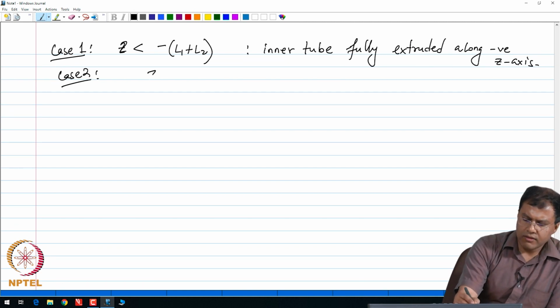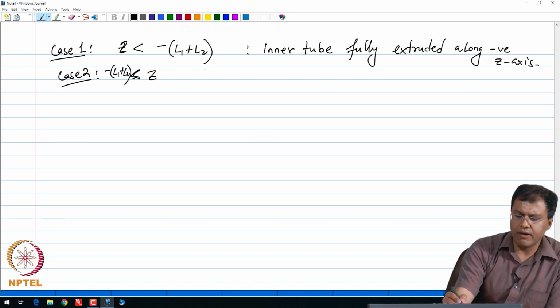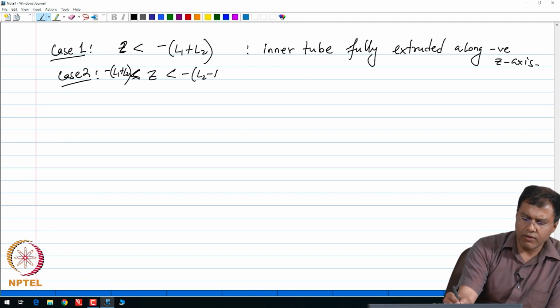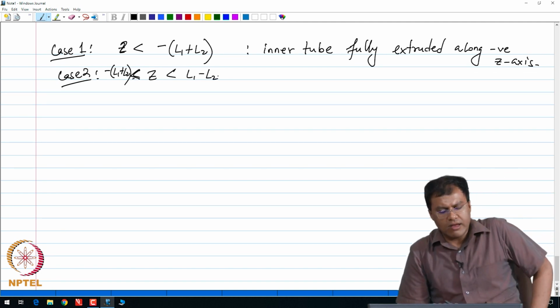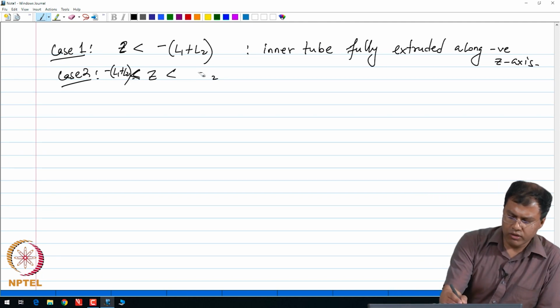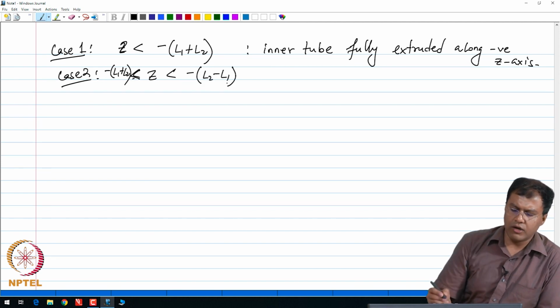And then in case 2, z can vary from minus L1 plus L2, so it is certainly partially inside, to minus L2 minus L1, or let me call this L1 minus L2. So, this is indeed partially inside, but L2 is bigger than L1. So, let me write it like this: minus of L2 minus L1.